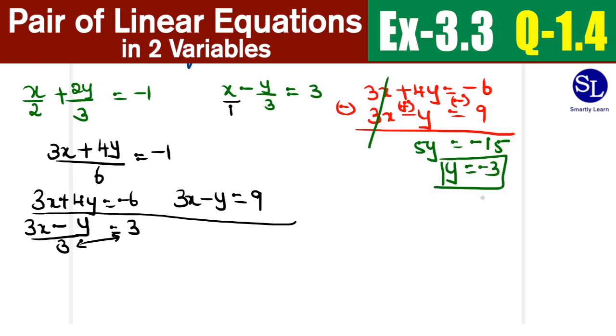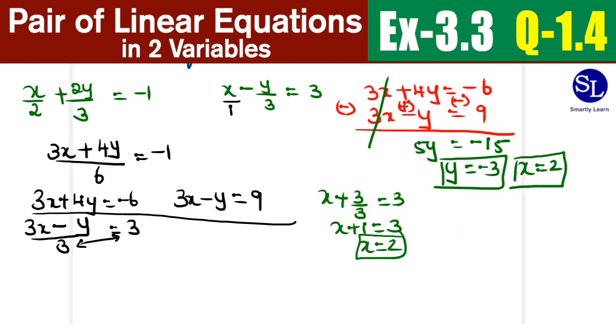Now that we have got the value of y, let's put it here. So here what happens? x minus of minus 3 is plus 3. So plus 3 by 3 is equal to 3. So this is x plus 1 is equal to 3 or x is equal to 2. So we got the value of x also to be 2.